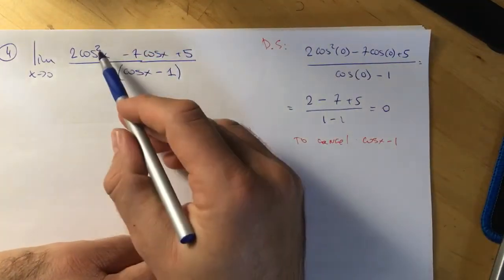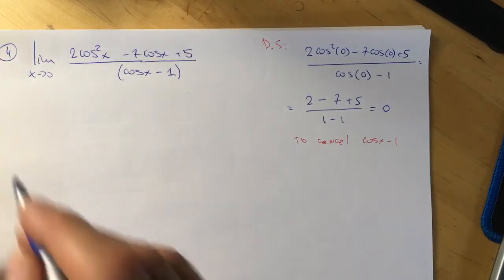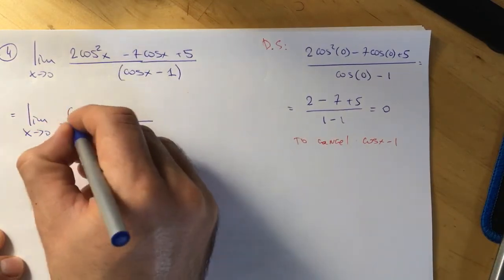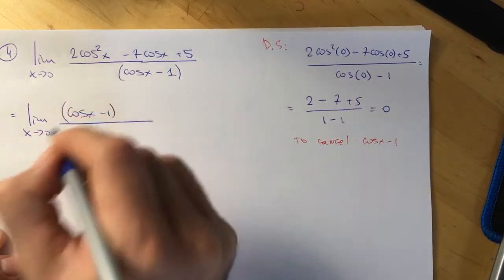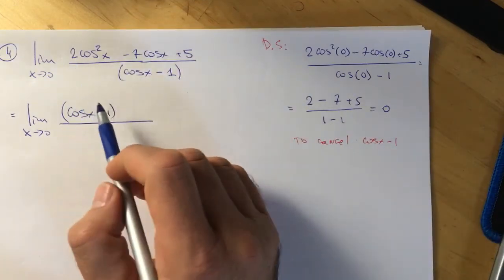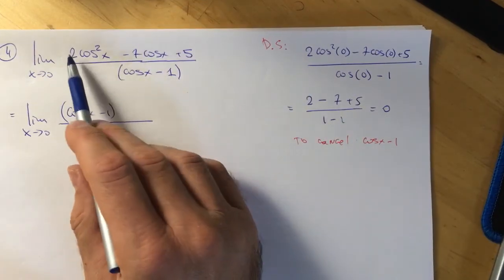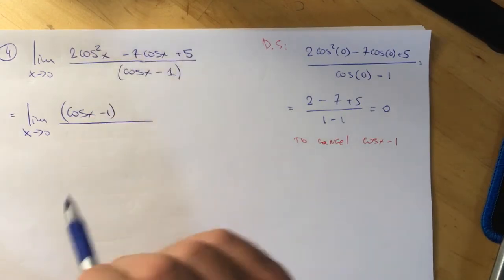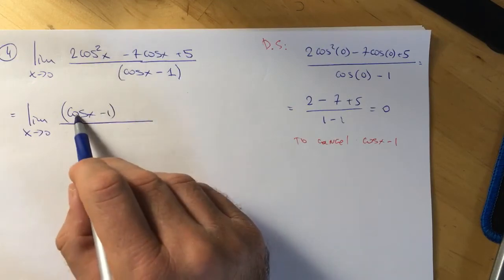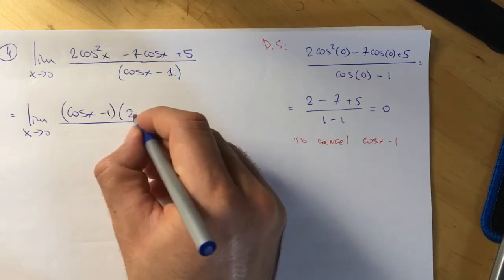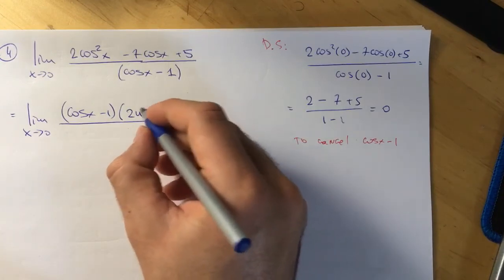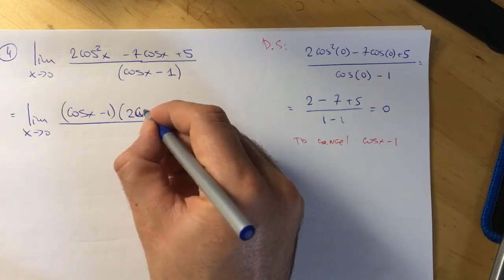The question is, how are we going to deal with the numerator? One way to do it is, if you're aware of what you want to cancel, then you treat just cosine of x as another variable. How would you factor 2u squared minus 7u plus 5? If u was 1, well, that's going to be u minus 1 times 2u minus 5. But I don't have u, I have cosine of x, so sorry about that. 2 times.